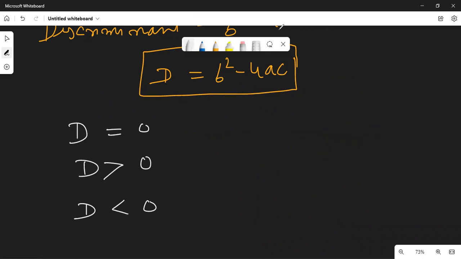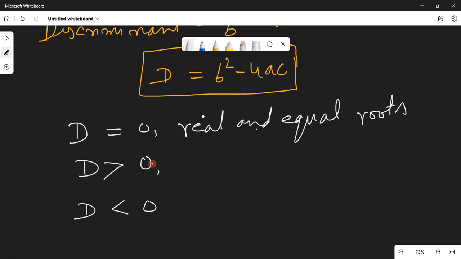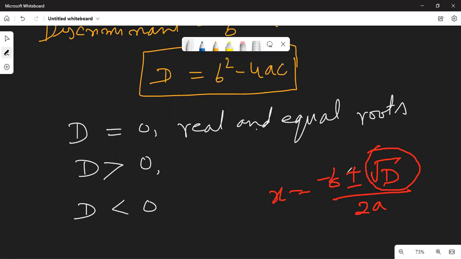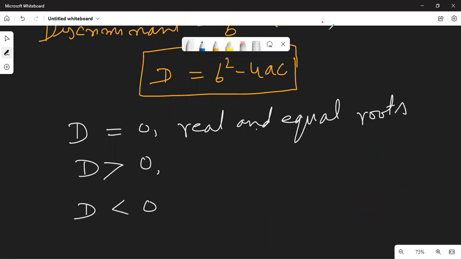Okay, so we will write here: if D is equal to 0, we will say real and equal. Both roots will be equal roots. And if D is greater than 0, consider the same formula again. We have x is equal to minus b plus minus square root D over 2a. Now if D is positive, we have some number over here. One time we are adding it and the second time we are subtracting it. So we are obviously getting two different roots. So if D is greater than 0, we will have real and distinct roots, real and distinct solutions.